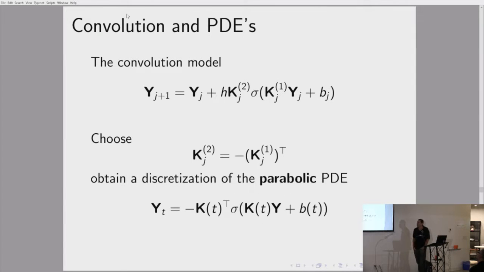So now you come and you say, okay, I have a convolution model. What can I do to make this thing work and make something that I actually understand and will behave in a way that I want to actually understand? So for example, you start looking at this, and after you blur it enough time, you say, wait a minute, if I put K2 to be minus K1 transpose, I would get a parabolic ODE.